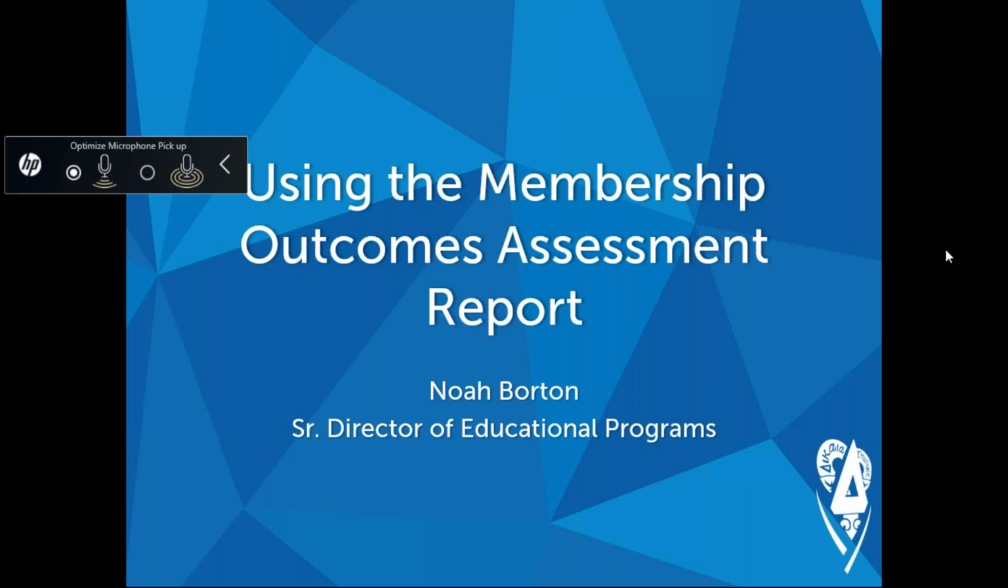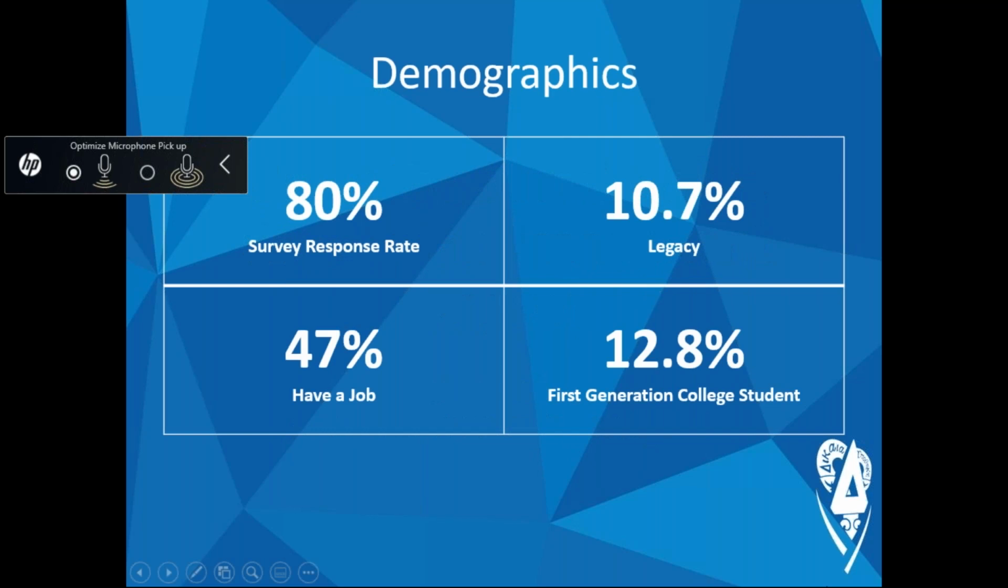All right, I want to start off by showing some fun statistics and demographics that we pulled out of the survey, a couple of little tidbits, in part because I thought some of these were fun. We saw that 10.7% of our respondents this year were legacies, 12.8% were first generation college students, and 47% had jobs the previous year. That was actually a little downtick from the previous year. Probably the most important data point, though, is that we had an 80% response rate in our data collection.